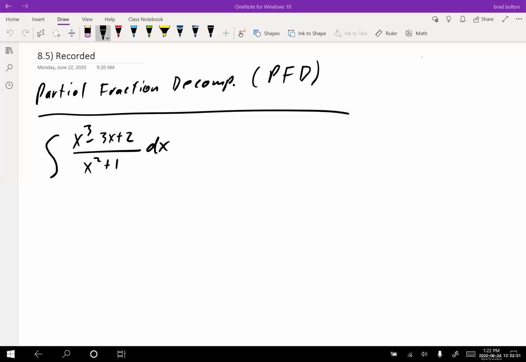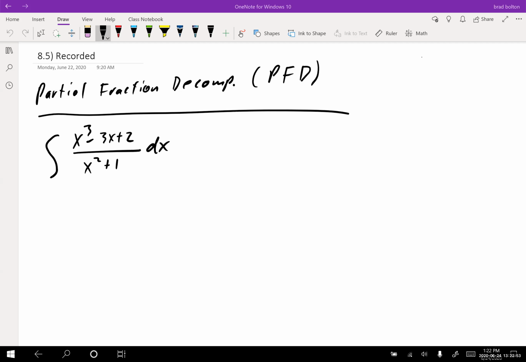Okay, so today we're going to work on partial fraction decomposition, and partial fraction decomposition is basically an algebraic technique that we can use to deal with rational expressions, which is a polynomial divided by a polynomial. So we have a couple cases. We're going to focus on case one, case two, and case three, and I'll write those down as we go.